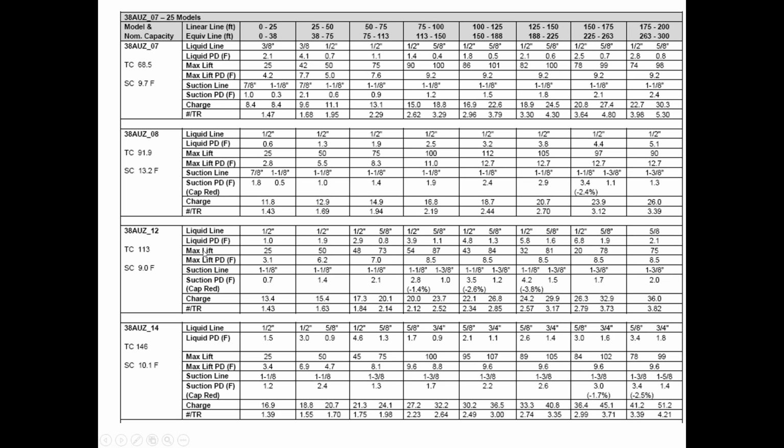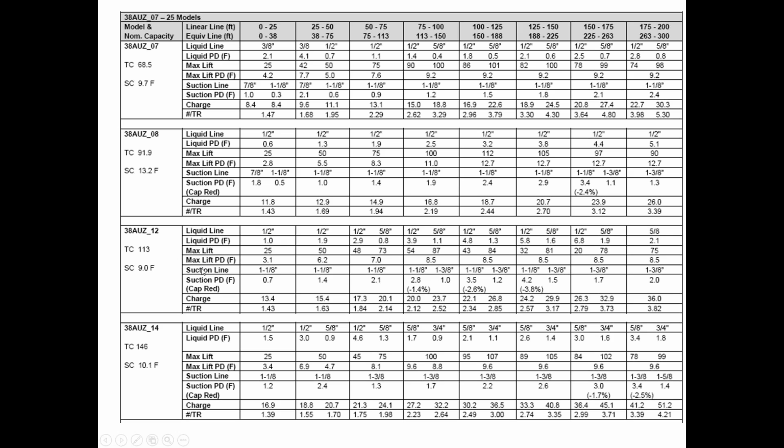This chart also gives you a max lift. Okay, remember that's pushing the liquid uphill if the evaporator section's above the condenser. In this case, 0 to 25 feet and a 1/2 inch liquid line, max lift is 25. So you can just kind of see how all your max lift is out here with your different pipe and what have you. And then he also has it here. You had it here in feet, and you got it here in equivalent temperature.